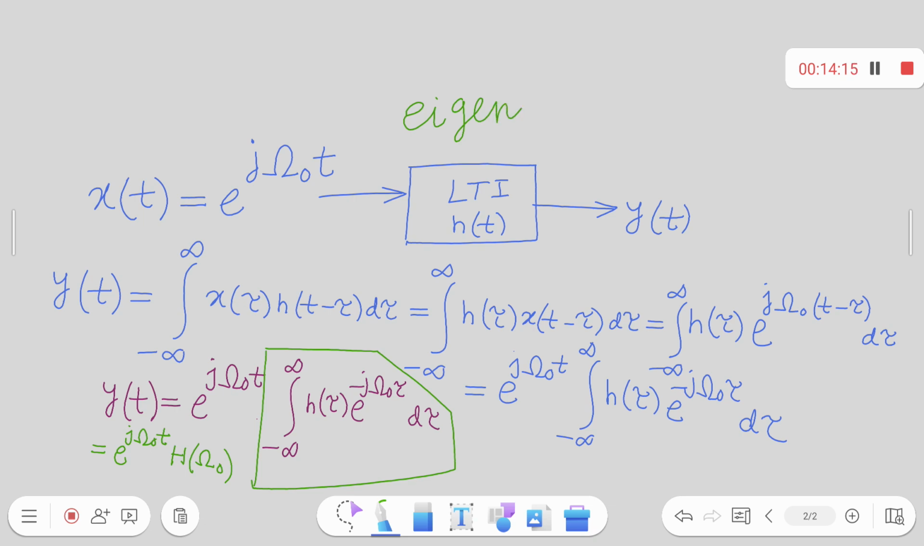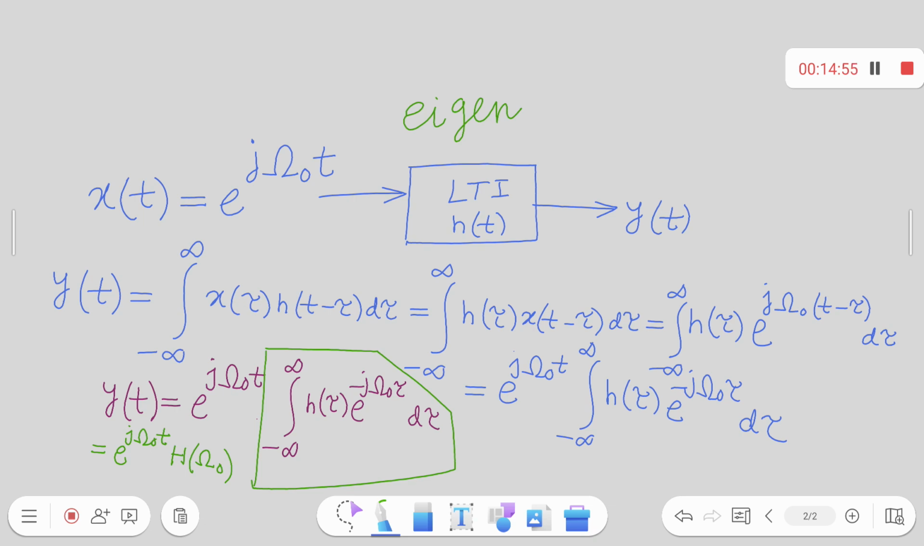So for this LTI system, characterized by its impulse response h of t, what is the eigensignal, what is the eigenfunction? E to the power j omega naught t. That is the eigenfunction. Because if you apply e to the power j omega naught t to this system, having impulse response given by h of t, then in return, you are getting this back, right? Multiplied with some constant, and that constant is a function of the frequency of that particular complex sinusoid.